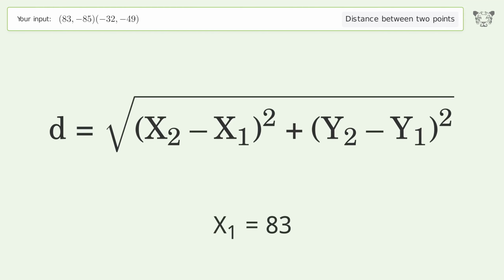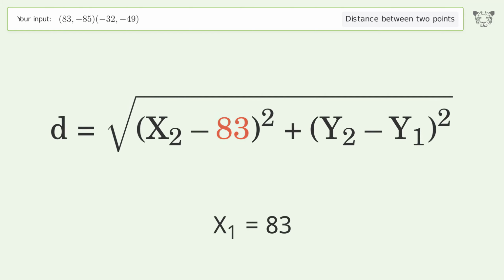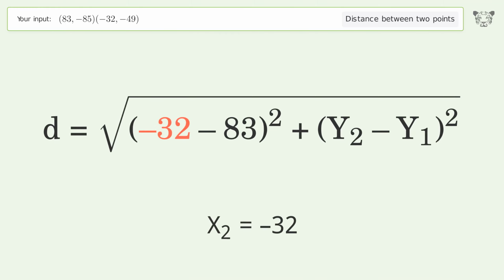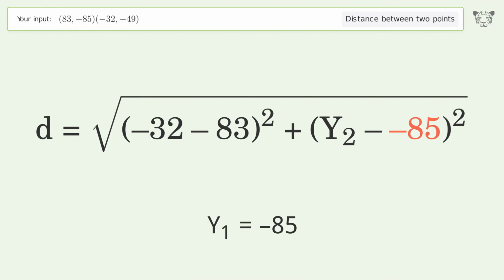x1 equals 83. x2 equals negative 32. y1 equals negative 85. y2 equals negative 49.